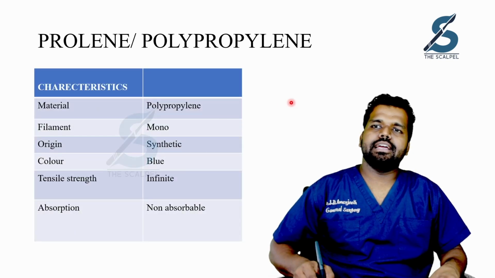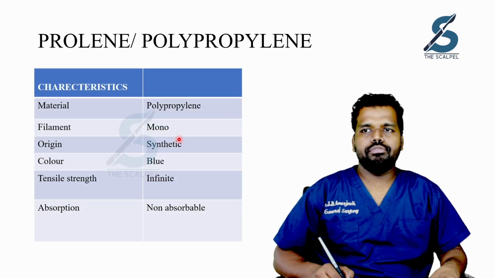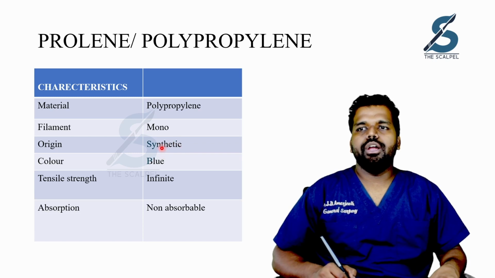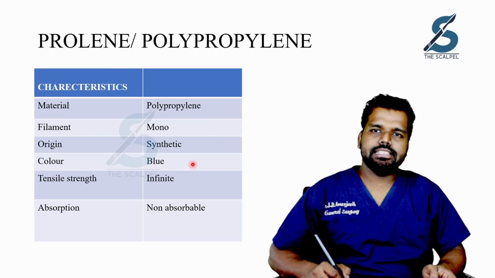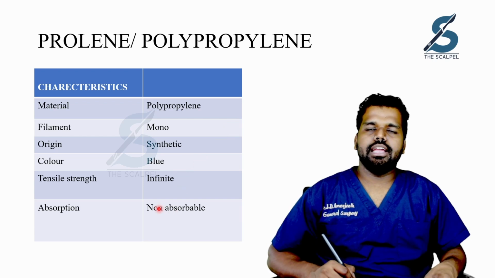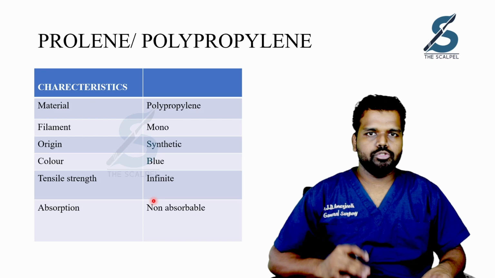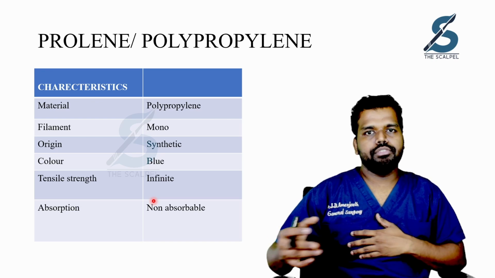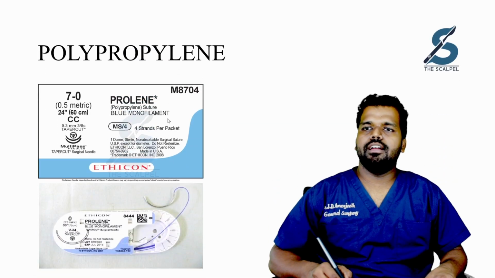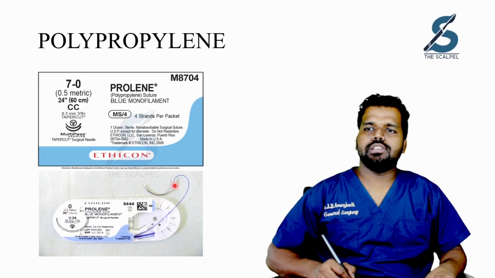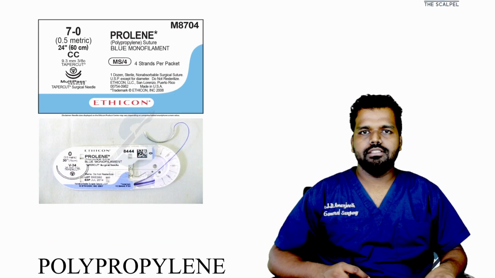Coming to the next suture material, which is Prolene or polypropylene. The material here is polypropylene. It's a monofilament synthetic suture material. Usually it's blue in color, and here you can see the tensile strength is infinite, and also it is a completely non-absorbable suture material. So even after 10 years or 15 years of time, the Prolene suture will stay as such. And this is how the suture material looks like. You can appreciate the blue color here.